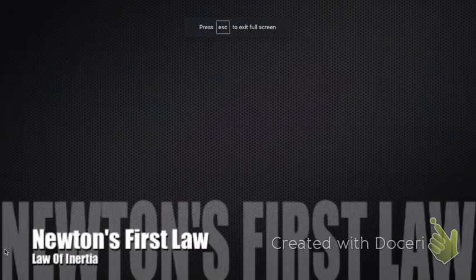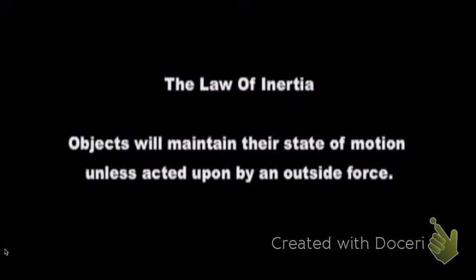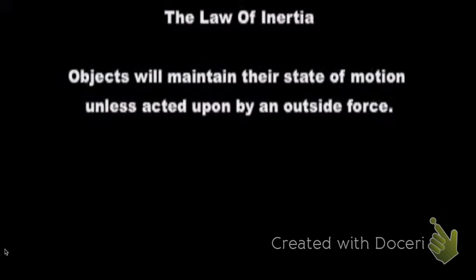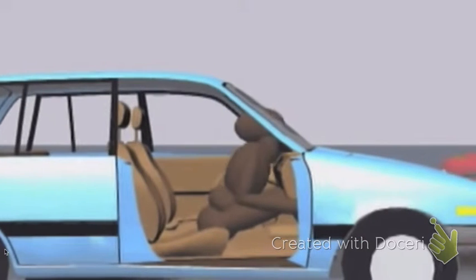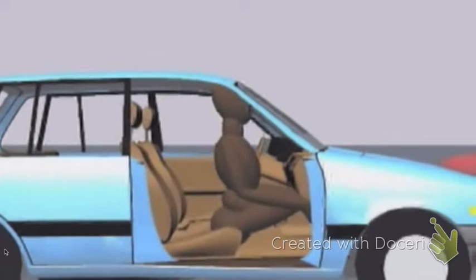The law of inertia states that objects will maintain their state of motion unless acted on by an outside force. This means that moving objects will stay moving and still objects will stay still, unless you push or pull on them. There are two safety devices in your car to protect you from the effects of inertia. The first is your seatbelt. When the front end of your car rams another object, your car will suddenly stop or slow down. Because of inertia, your body will want to stay moving at whatever speed it was moving before the accident.